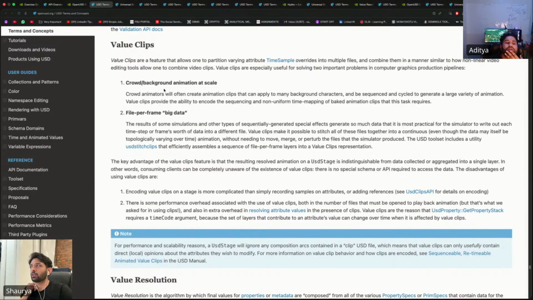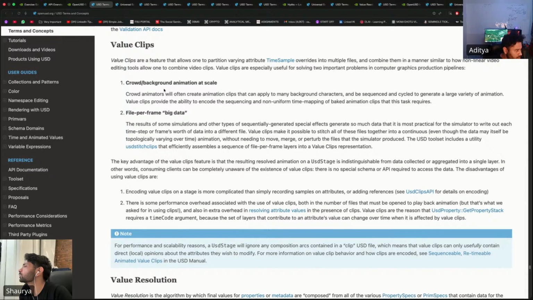Simulation and other types of sequentially generated special effects generate so much data that it is most practical for the simulator to write out each time step, or a few frames' worth of data, into a different file. This is the file per frame big data problem.